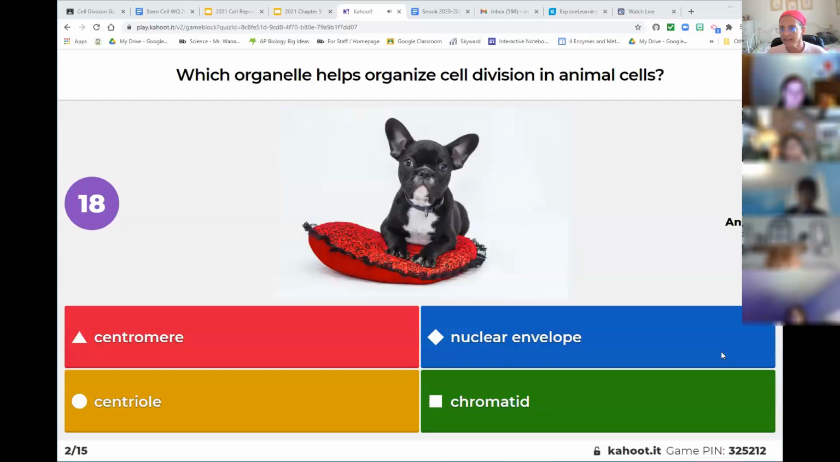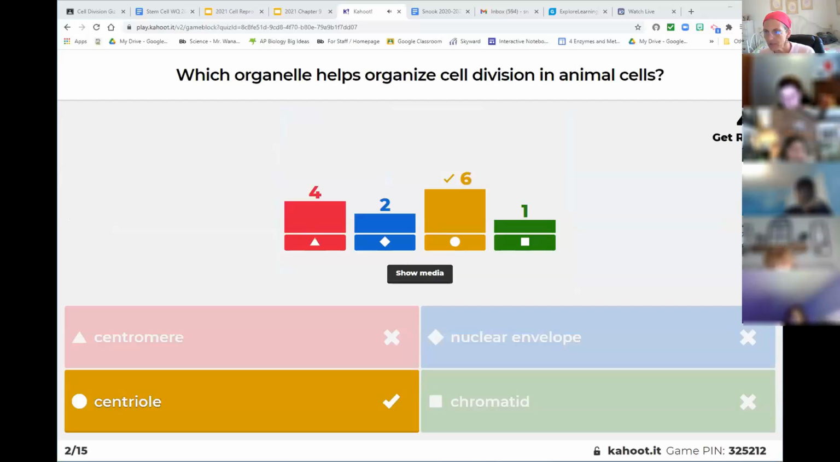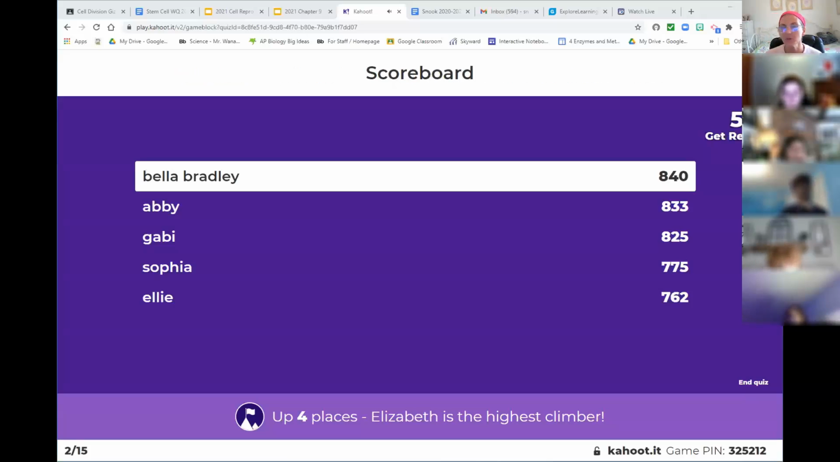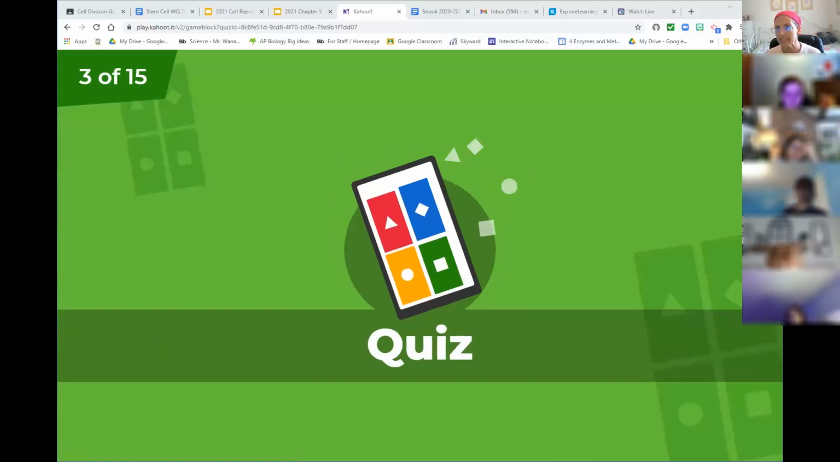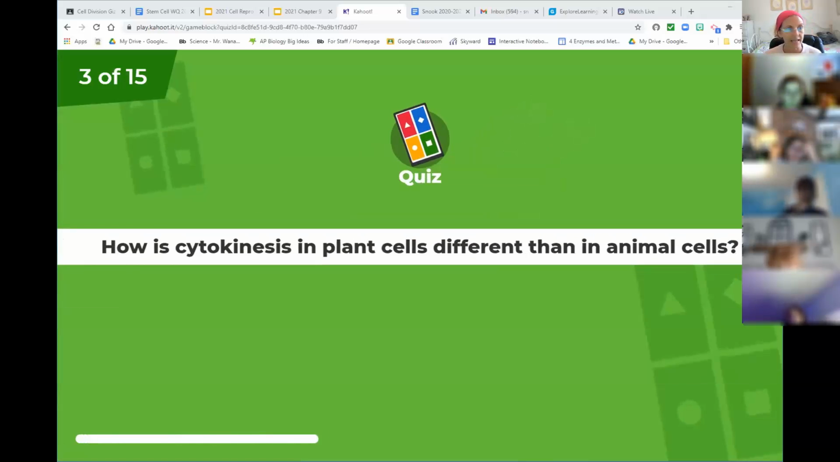Organelle in animal cells, not in plant cells. Dylan, we started a game of Kahoot. I don't know if you can join late. If not, I'll throw the code in here. If you can't join late, then just maybe do the answers on the side to practice, or I put the link in the Google Classroom. You could do an independent game. Anybody who didn't get in could do an independent game.